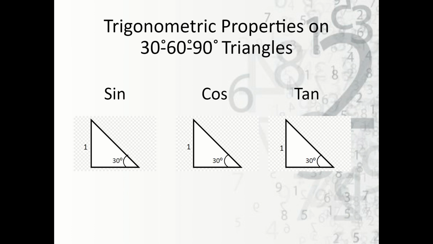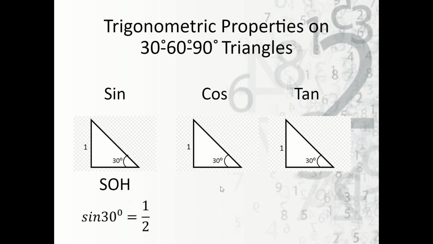Now let's look at 30, 60, 90 triangles. So remember 30, 60, 90 should be 1, square root of 3, and 2. So remember that sine is opposite over hypotenuse. So we're going to take this opposite, which is 1, and the hypotenuse, which should be 2. So we end up with 1 over 2.